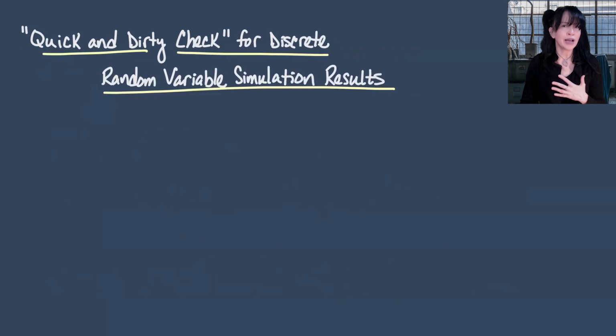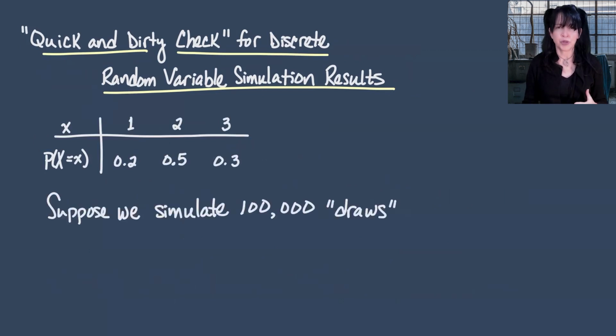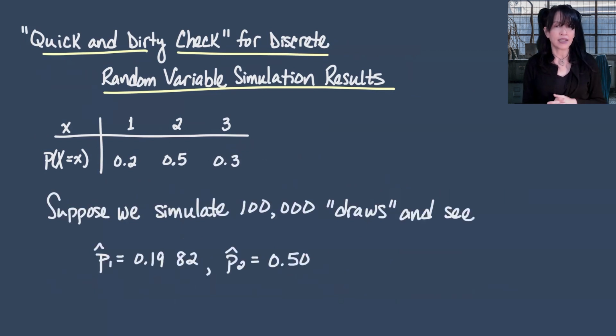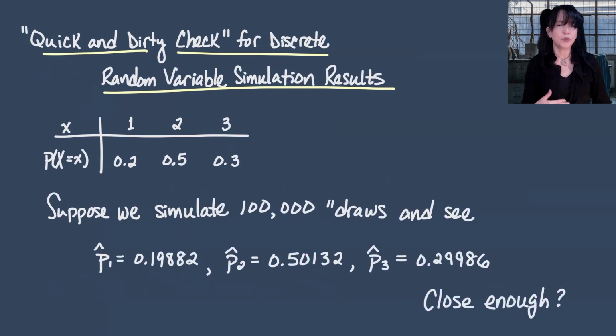results. So if you go back to the first distribution I looked at with a random variable X that takes on values 1, 2, and 3 with probabilities 0.2, 0.5, and 0.3, suppose that I simulate 100,000 values from this distribution, and I estimate, based on the proportions of 1s and 2s and 3s, the probability that X equals 1 I estimate to be 0.19882. The probability that X equals 2 I estimate to be 0.50132. And finally, the probability that X equals 3 I estimate to be 0.29986. The question is, are these results close enough to 0.2, 0.5, and 0.3 respectively? These are estimates of 0.2, 0.5, and 0.3.